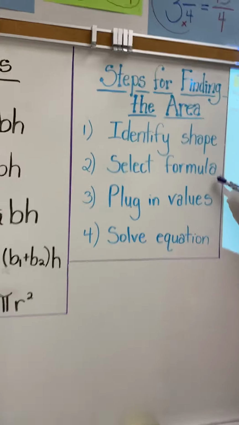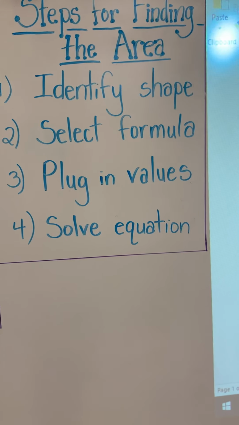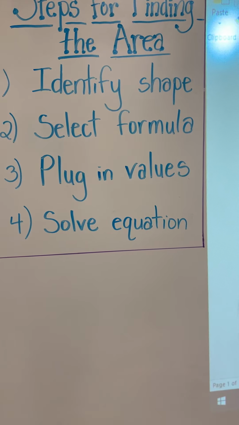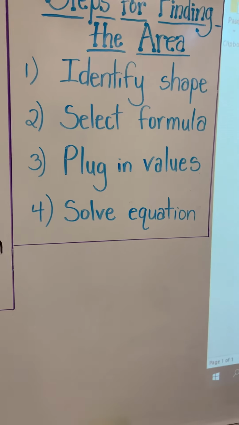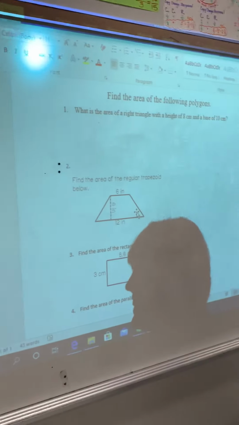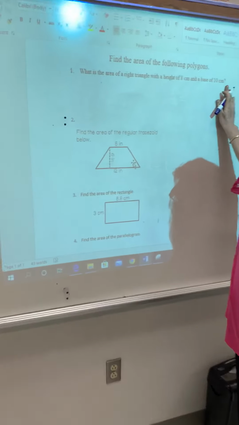The 4 steps are over here. We're going to first identify our shape, then select the proper formula that we just reviewed, plug in values, and then solve the equation. We have 4 examples here to go through today, and if you can do these, you can do your assignment. The first one is a word problem.